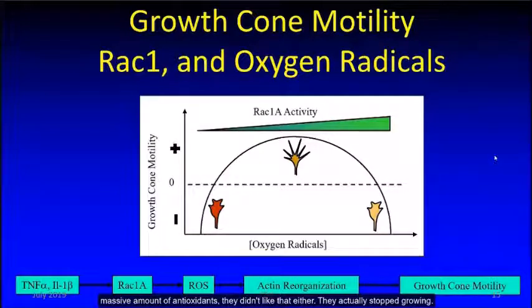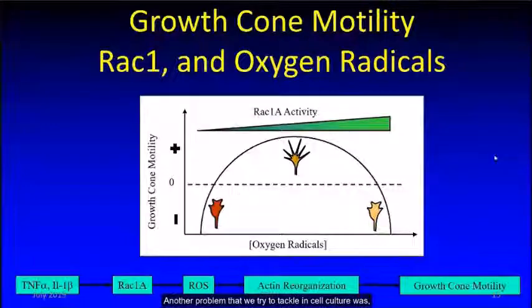They actually stopped growing. So which basically told us growth cones want to have a little bit of oxygen radicals in order to actually function. So oxygen radicals are not just bad. There is a physiological range and there's a pathological range of the concentration.